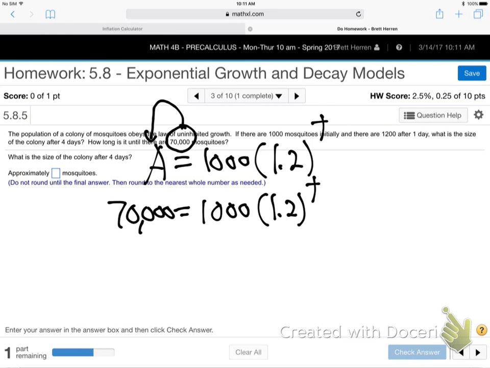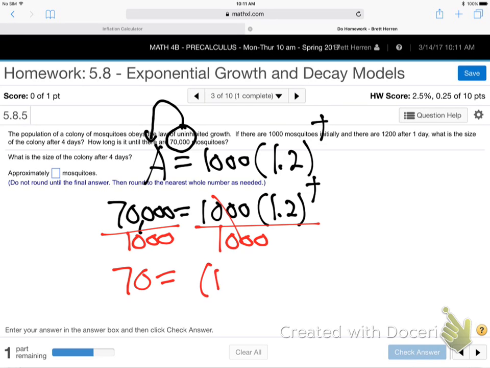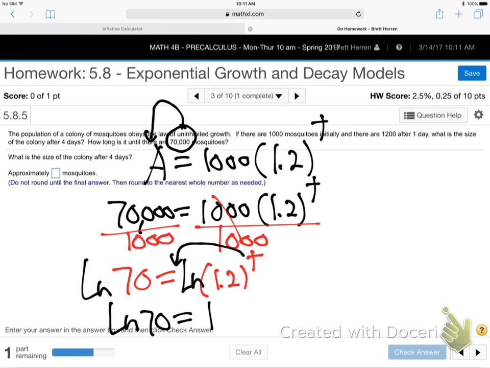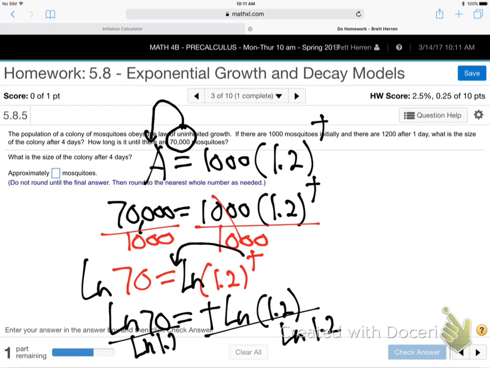And you want to solve for time. So, what are you going to do? Divide by that 1,000, yeah. We've done it several times now, right? You can do it in your sleep. T's in the power zone. Natural log brings the T down, so ln 70 is T ln 1.2. And last step, divide by ln 1.2.